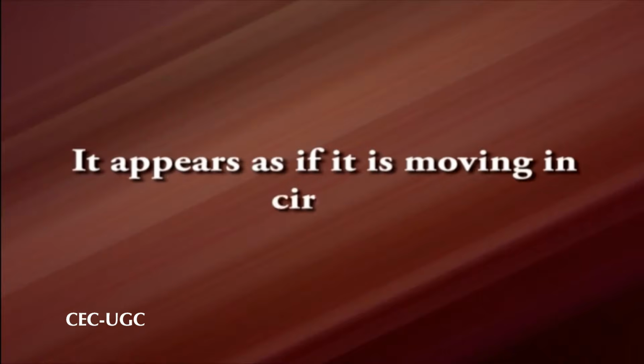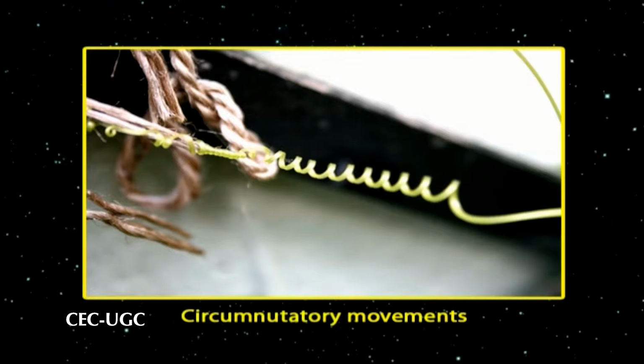On the other hand, growth activity takes place around the cylindrical tendrils in search of getting a hold onto a substratum. That's why it appears as if it is moving in circles. Such type of movement is called circumnutatory movement. The growth activity of these structures is inbuilt and they show a particular rhythmic pattern.